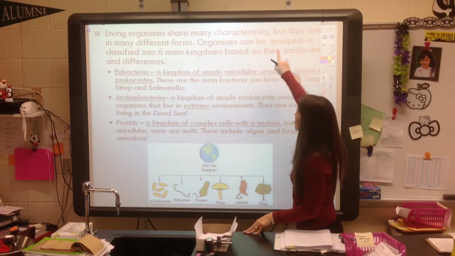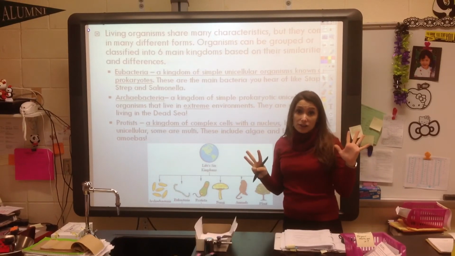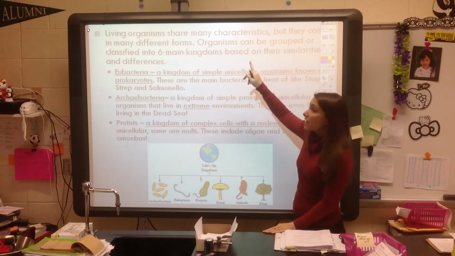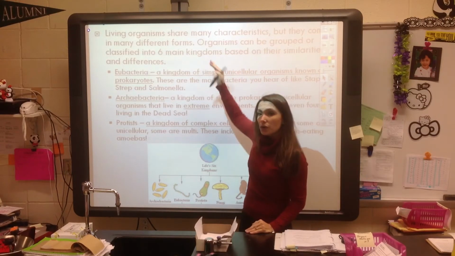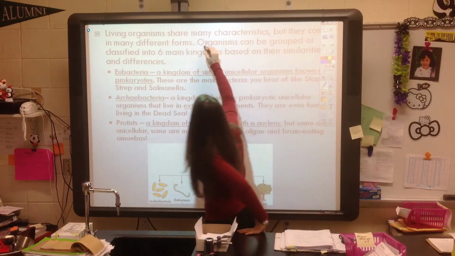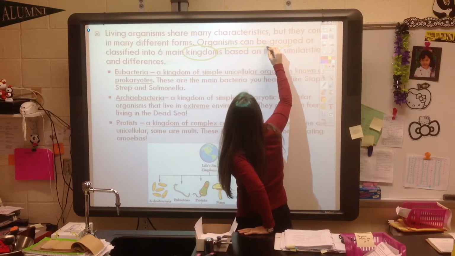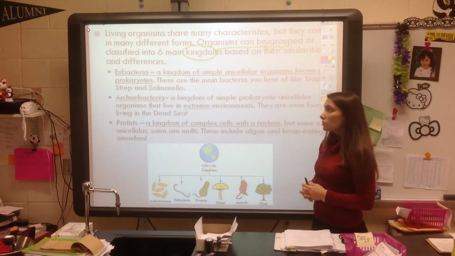So living organisms share many characteristics. If you're living, you do all 8 STERNGER processes. But we can group or classify them into 6 main kingdoms. We're going to talk a lot about this word kingdom later. But for now, we're just going to say that a kingdom is the same thing as a group. It's a group of organisms that share similar characteristics.